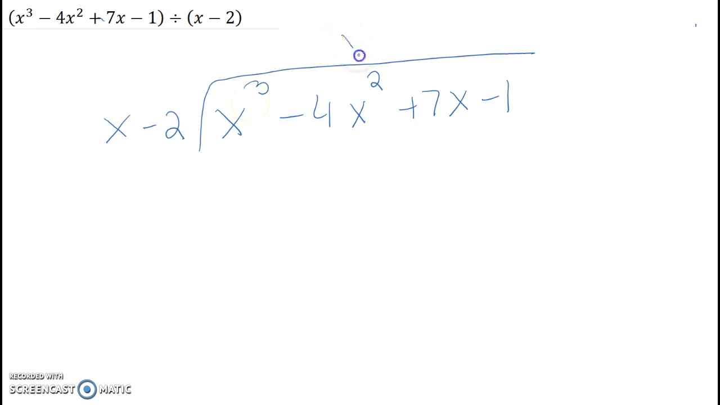So x times x squared, and notice I'm writing it above the x squared term just to be consistent. Next, we'll take the x squared and multiply it by the binomial x minus 2, one term at a time. X squared times x is x cubed, and x squared times negative 2 is negative 2x squared. Next, we'll subtract those.